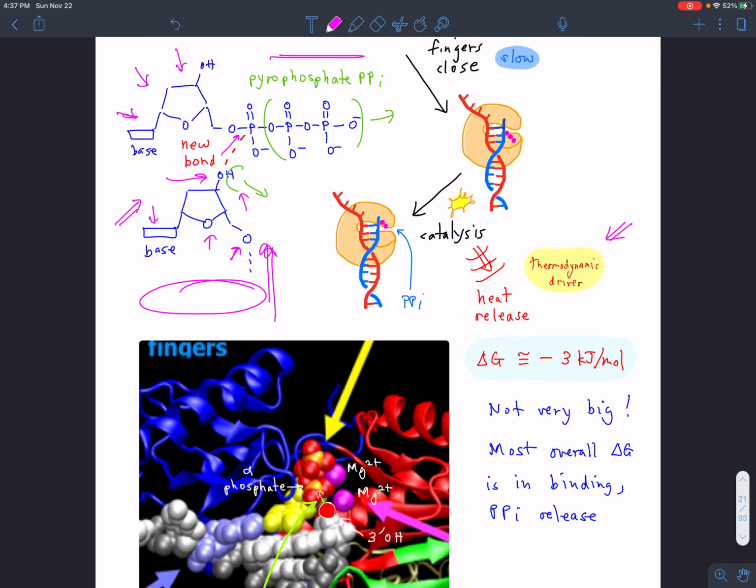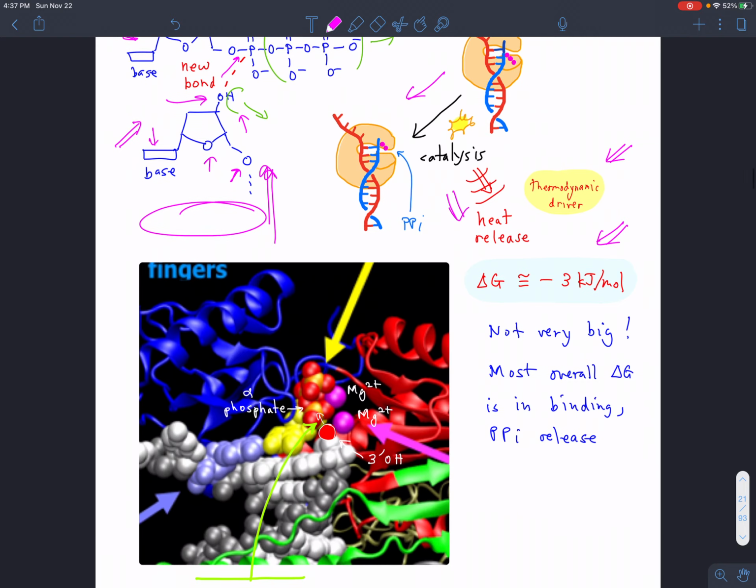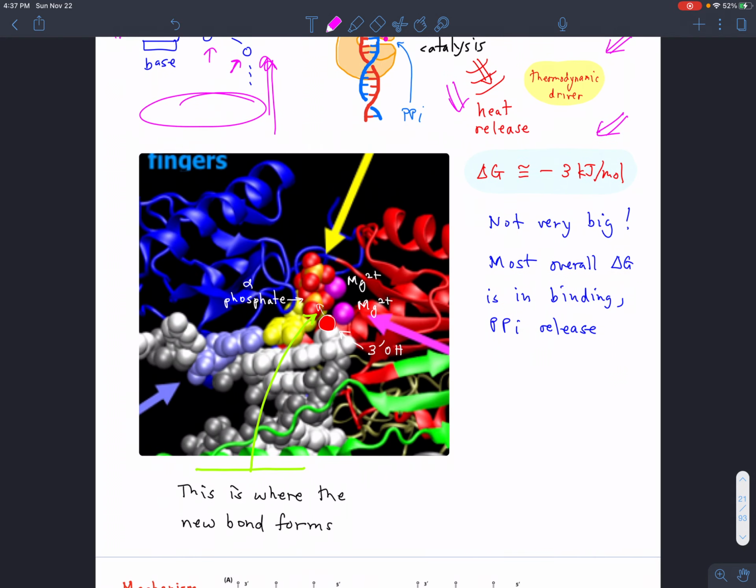Again, I said this before, it's a thermodynamic driver, but the delta G is pretty weak. This will go, and it will go just fine thermodynamically, and it will be favorable mainly because it's releasing heat at this point. It's not an entropic effect, I don't think anyway, but it's a relatively small one.